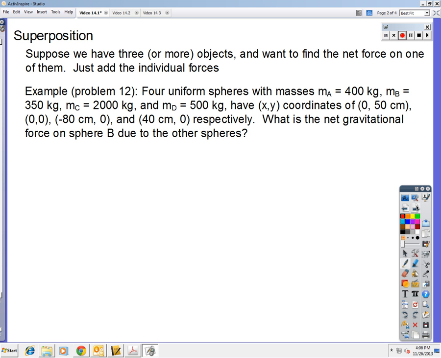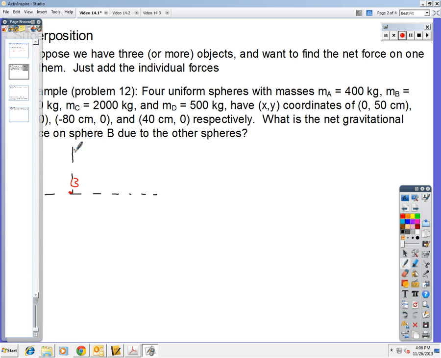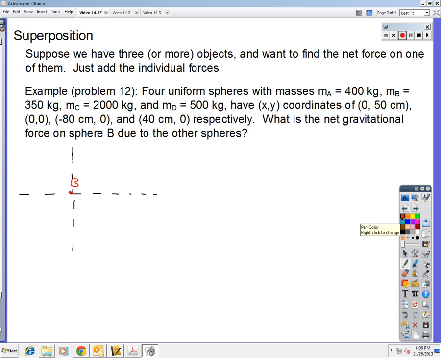So in this example, which is problem 12 from your textbook, you have four particles. Particle B is at the origin. And draw axes. Particle A is located 50 centimeters above particle B. Particle C is located 80 centimeters away over here, and particle D is 40 centimeters away there. And those have masses given. And the result is B will be pulled by all three of these.